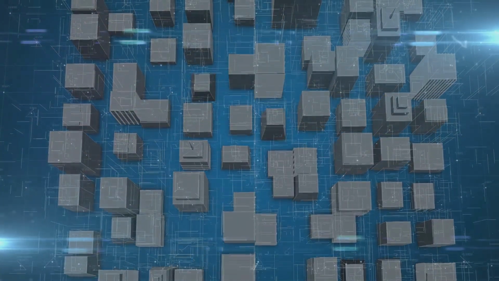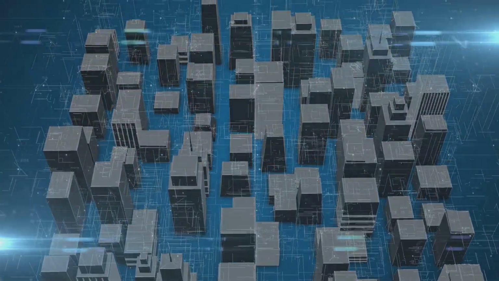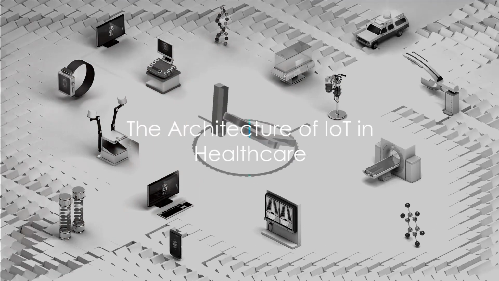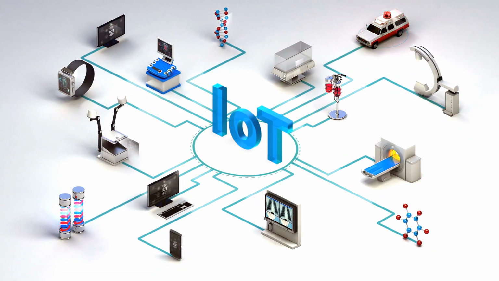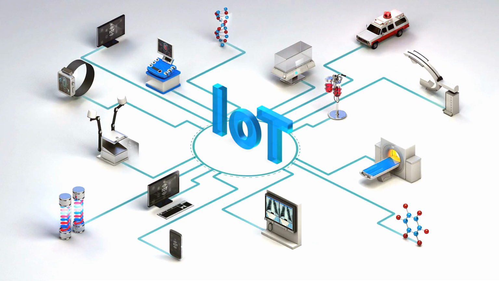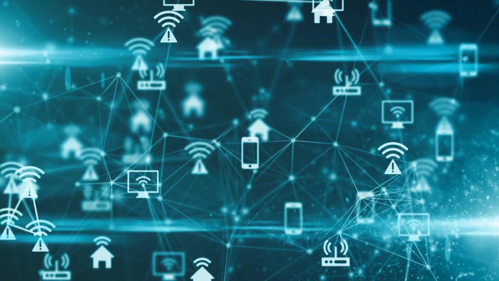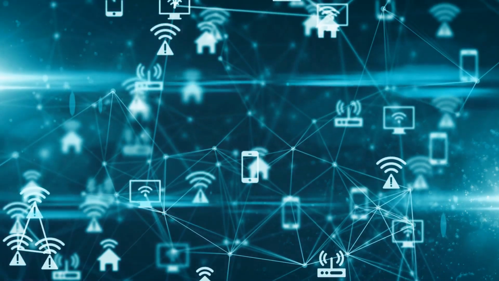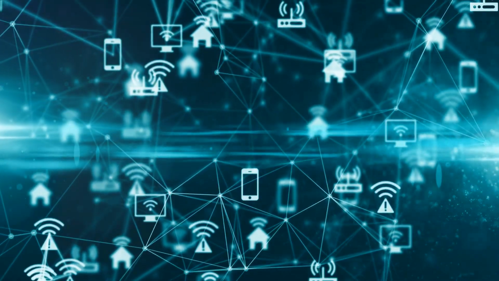So how does this sophisticated system work? Let's delve into the architecture of IoT and the architecture of IoT in healthcare. The architecture of the Internet of Things, IoT, refers to the structure or framework that enables the seamless connection, communication, and data exchange among various IoT devices and systems. IoT architecture typically involves several layers, each serving a specific purpose in the overall functionality of the IoT ecosystem.